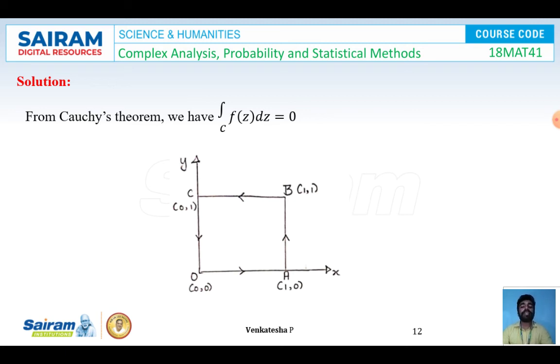And in the region BC, the common coordinate is y equal to 1. So y equal to 1 means dy will be equal to 0. We have to find the limit for x. In this region, x varies from 1 to 0. And in the region CO, the common coordinate is x equal to 0. X equal to 0 means dx will be equal to 0. So we have to find the limit for y. Here y varies from 1 to 0.